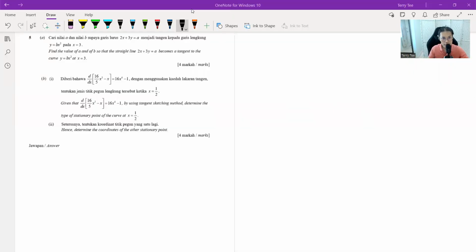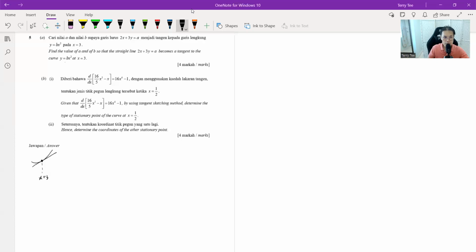Okay, question number 5. So this is a Form 5 Chapter 2 differentiation question. We're supposed to find the value of A and B so that this straight line becomes a tangent to this curve at point x equals 3. So understand this, when the line is a tangent, the line touches the curve at one point, and this x value is 3.